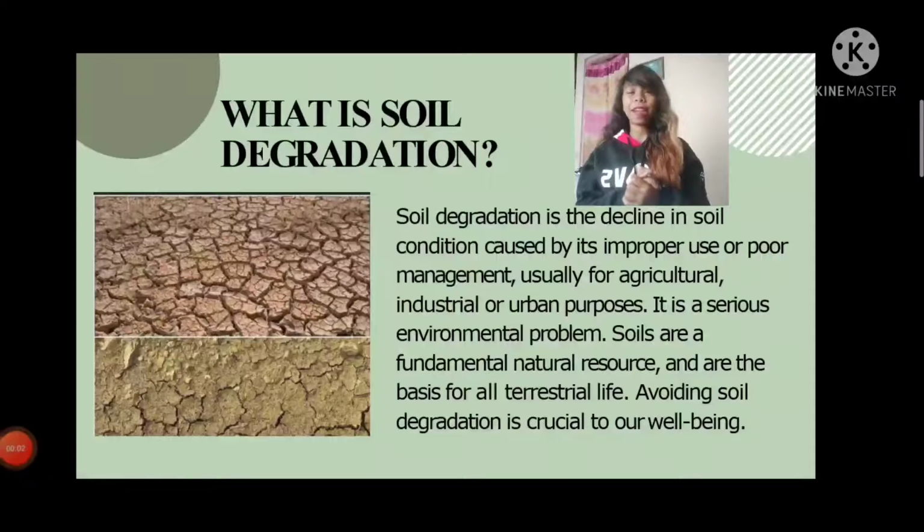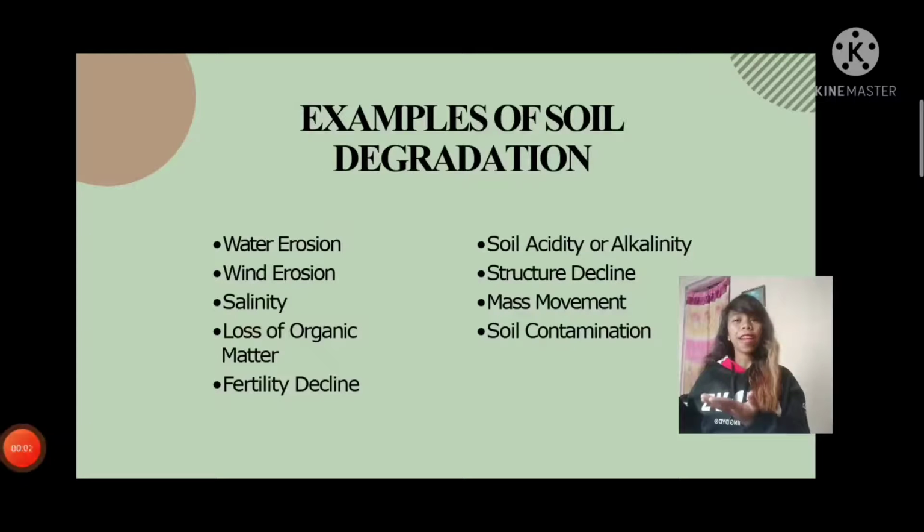What is soil degradation? Soil degradation is a decline in soil condition caused by its improper use or poor management, usually for agricultural, industrial, or urban purposes. It is a serious environmental problem. Soils are a fundamental natural resource and are the basis for all terrestrial life. Avoiding soil degradation is crucial to our well-being. These are the examples of soil degradation.